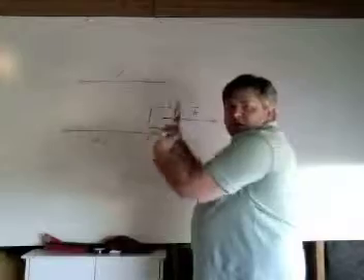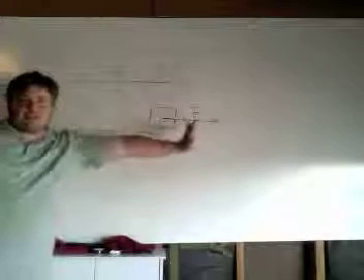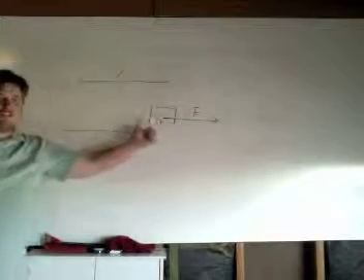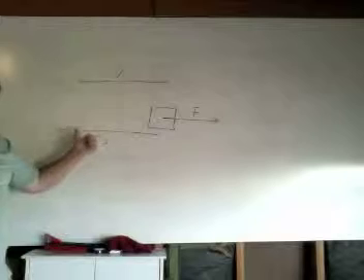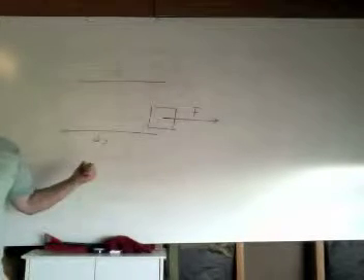My arms aren't long enough. I've got my block moving this way. I come over here and I push in this direction, but the block continues to move. I'm doing negative work on it. I'm attempting to slow that object down.